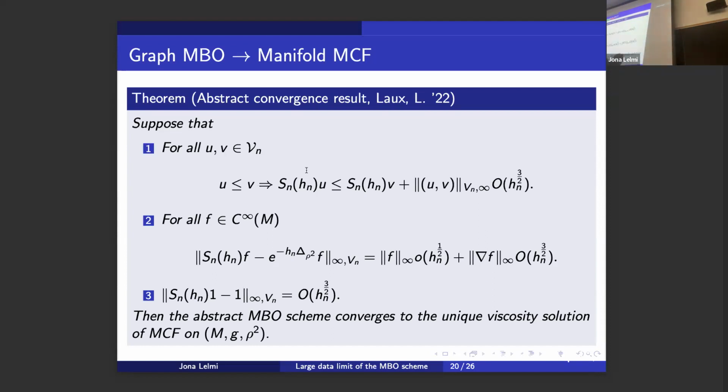Then you have to have a consistency result, which says that whenever you apply the operator S_n to smooth functions on the manifold and you compare them with the heat kernel on the manifold applied to these functions f, you have to have these sort of estimates here. And then the last thing is more technical. It's just that S_n must preserve constants up to an error of order h to the 3/2. So if these three conditions are satisfied, then you have convergence of the MBO scheme to mean curvature flow.